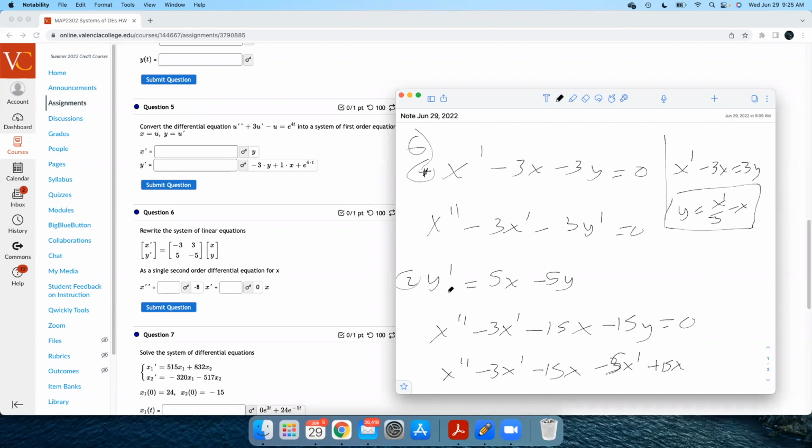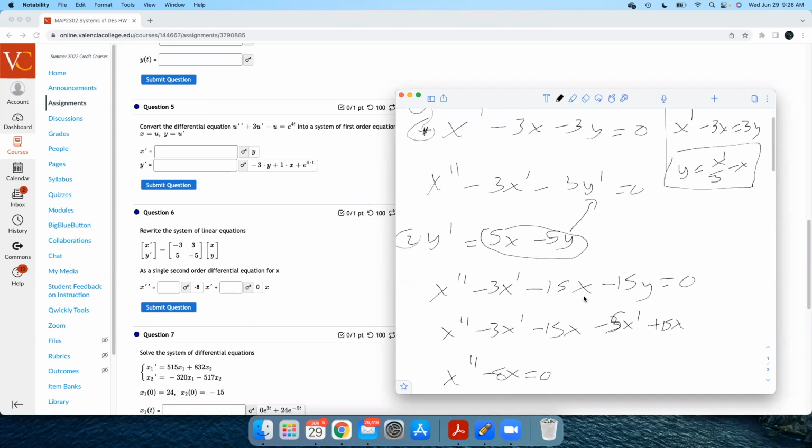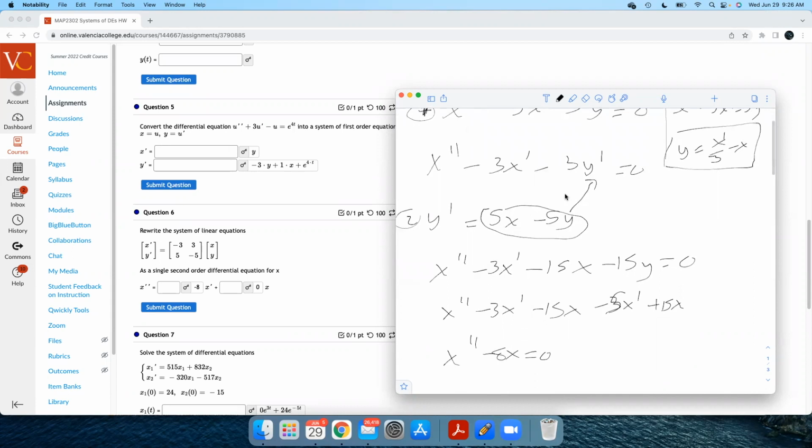Okay, the second equation is y prime is 5x minus 5y. So we can take that and stick it in right here. I'm just trying to eliminate all the y's. That's all we're doing here. This is really just an elimination problem. Okay, so plugging that in here, we get this. So just distribute the 3. Now the problem is I still got a y left. I've got almost all the y's gone. There's still one y left right there. So I'm going to take that thing and plug it in.